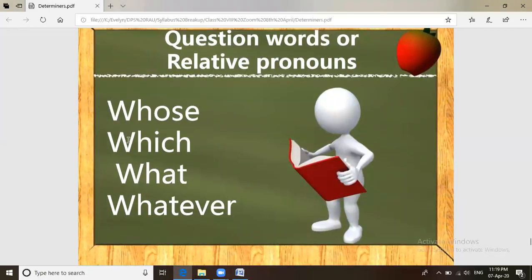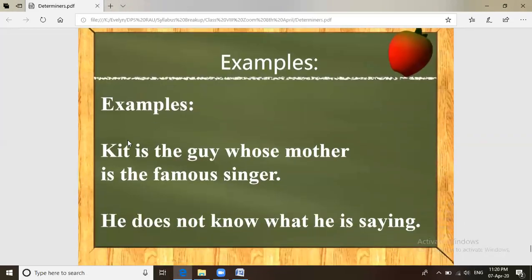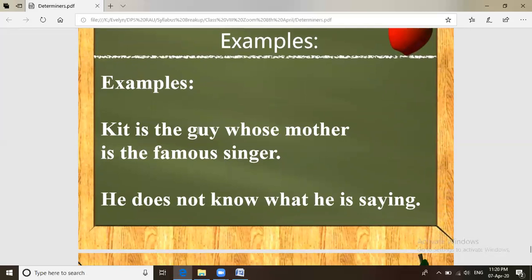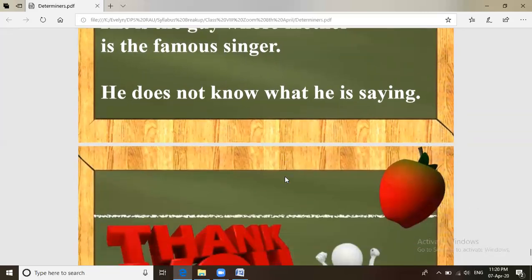Now, last we come to the relative pronouns or the question words. These are also categorized as determiners: whose, which, what, whatever. They may begin a sentence or a question, or they may be used as a relative pronoun. Kit is the guy whose mother is the famous singer. He does not know what he is saying. So the words whose and what here are a kind of determiner.